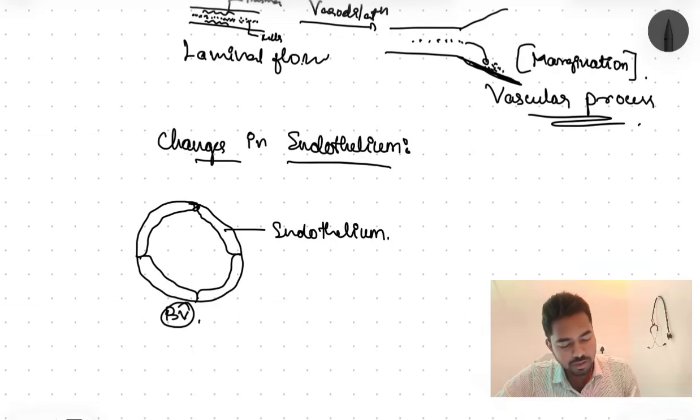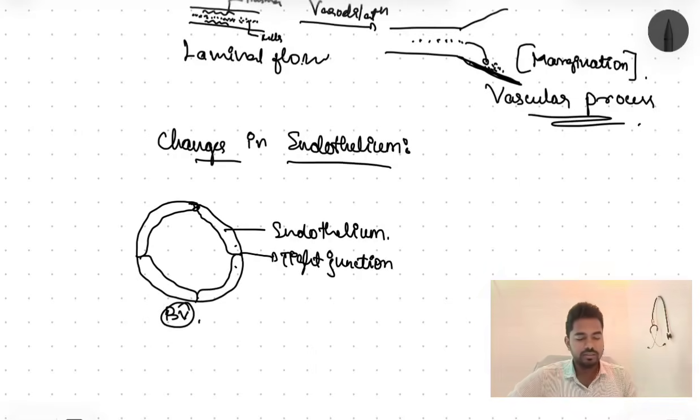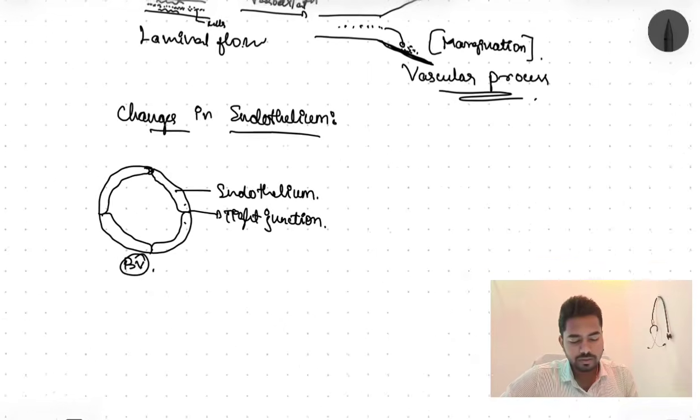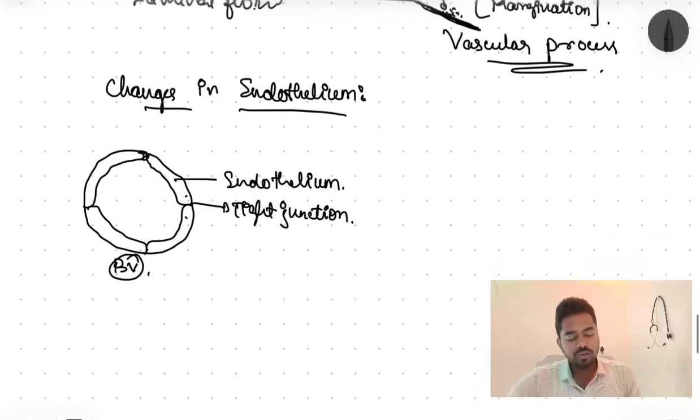Previously, two endothelial cells are adhered, or tightly packed, by a tight junction. This is the tight junction. Tight junction means it is not allowing plasma to flow out. Plasma flow is restricted here.